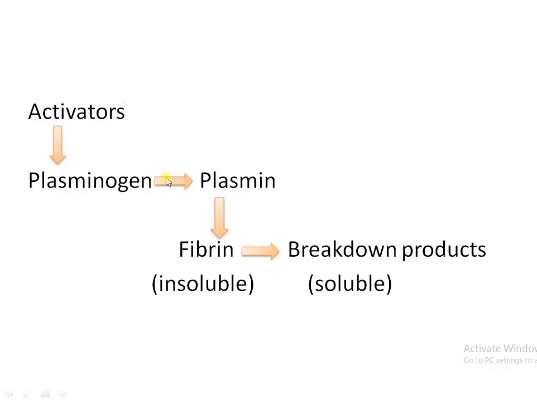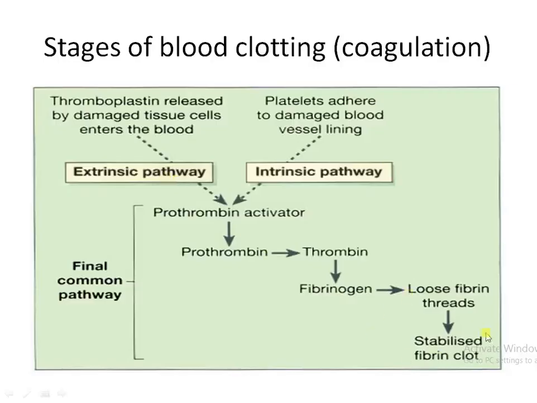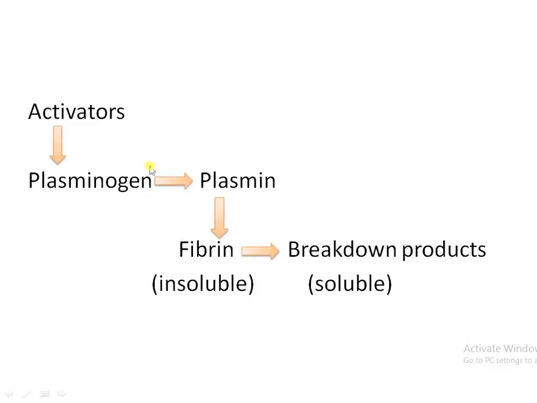First, the stabilized fibrin clot is formed. After this, activators activate plasminogen, which is converted into plasmin, and then plasmin converts insoluble fibrin into soluble breakdown products, which are phagocytosed or removed from the body as waste material.